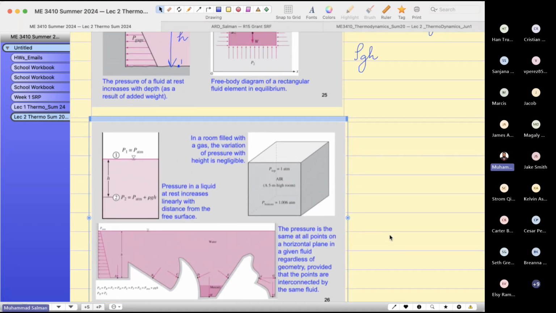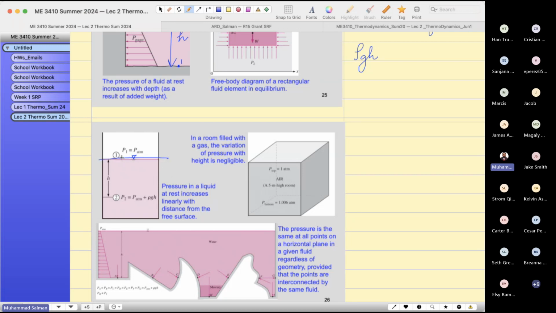So this is again the same kind of concept. This is our atmospheric pressure on the surface of water or maybe some other liquid. If you want to find out the pressure at location 2, you have to add the pressure head due to the height, the depth, and atmospheric pressure should be added at that location.